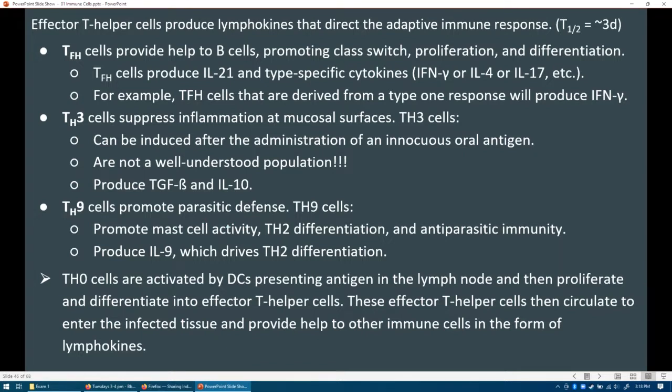So, as a summary, Th0 cells, naive T helper cells, are activated by dendritic cells presenting antigen in the lymph node, and then they proliferate and differentiate into effector T helper cells, which then circulate, enter the infected tissue, and provide help to other immune cells in the form of lymphokines, which is just another word for a cytokine made by a lymphocyte.